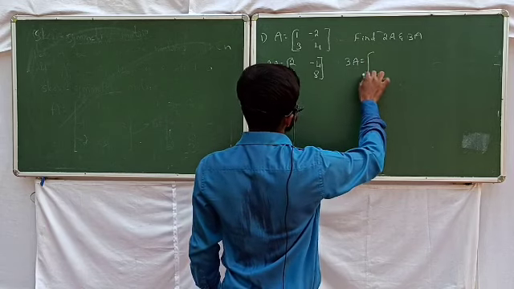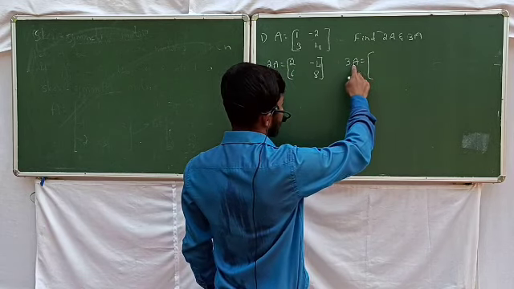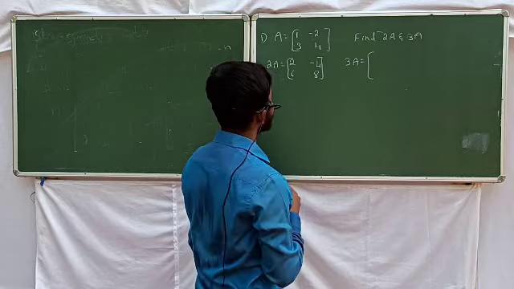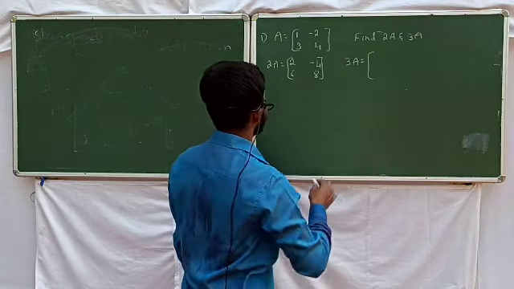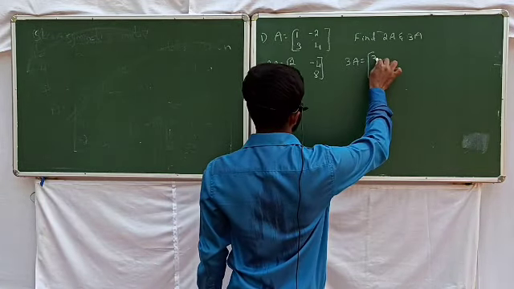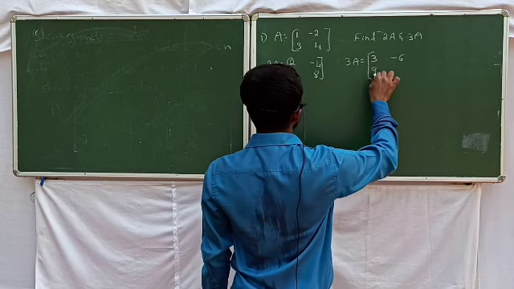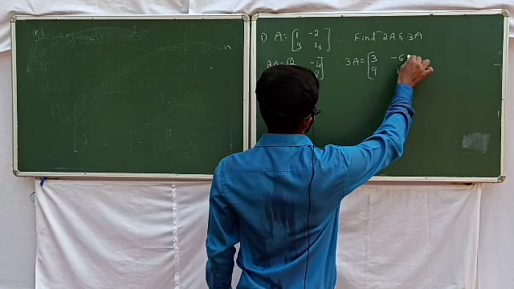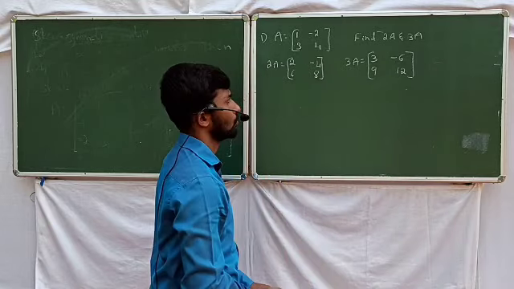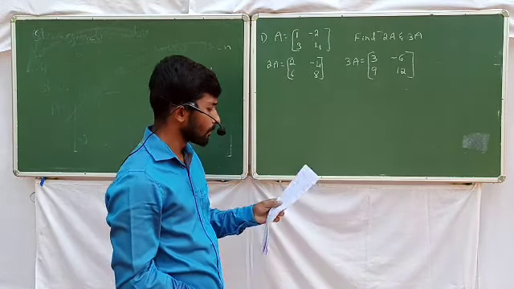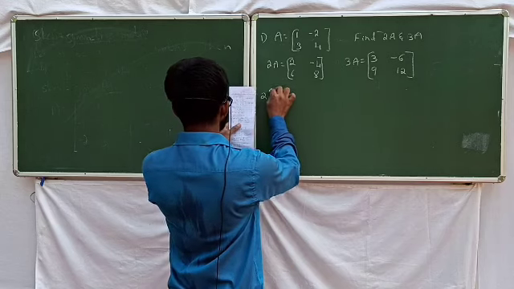Okay, similarly 3A. How to find 3A? It's a scalar multiplication, right? Multiplying 3 to each element of the matrix A. What you will get? 3 into 1 is equal to 3, 3 into minus 2 is minus 6, 3 3s are 9, 3 4s are 12. So that is the value of 2A and 3A. Okay, see the second question.